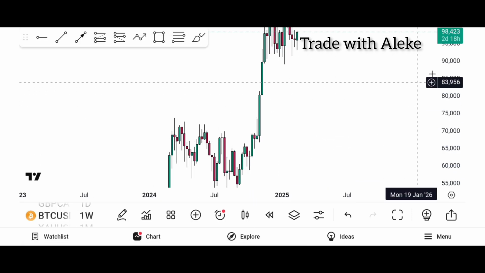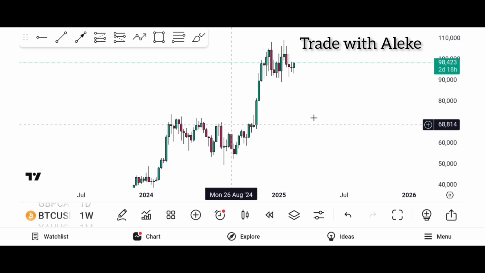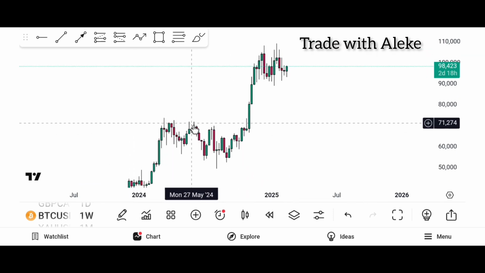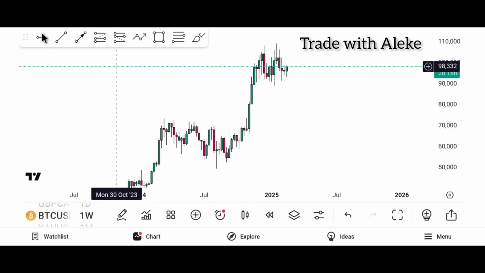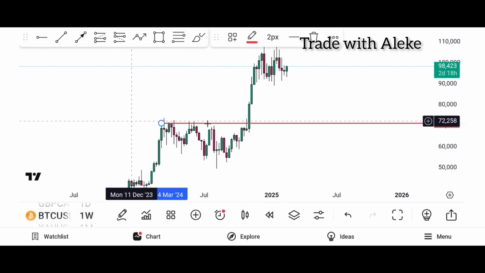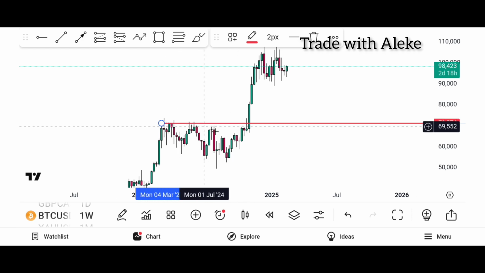So now, what do we see here? We are seeing, around this level, first touch, second touch, price is reacting off this place. So if I draw a resistance zone here, you see this is where price was reacting to the downside.